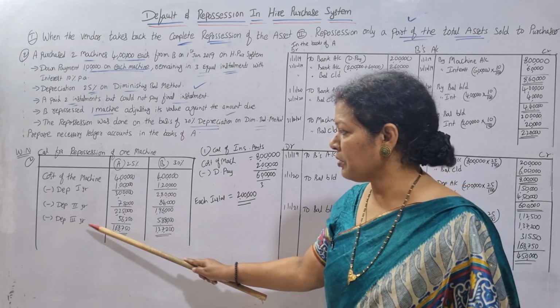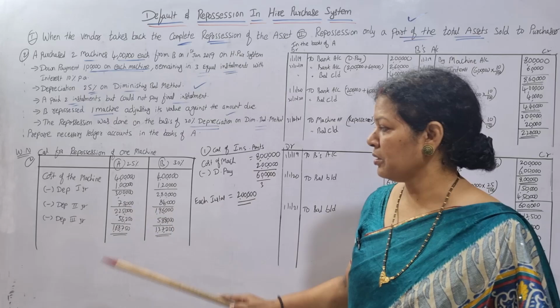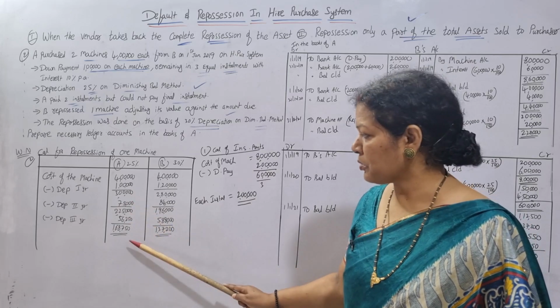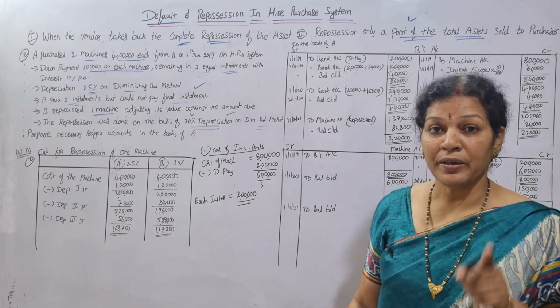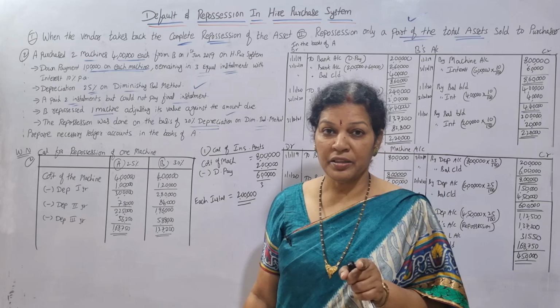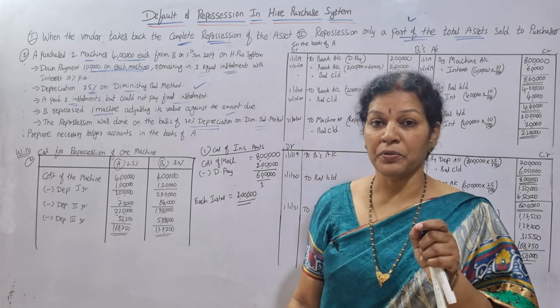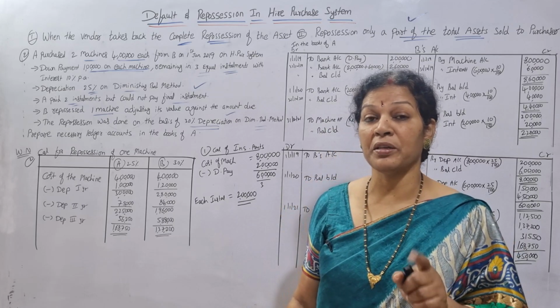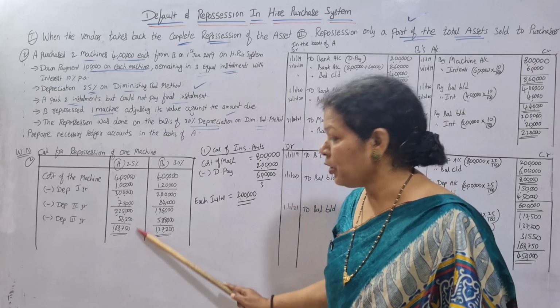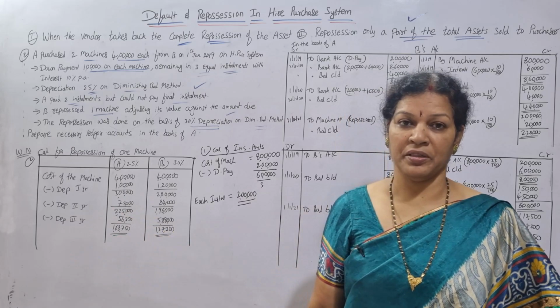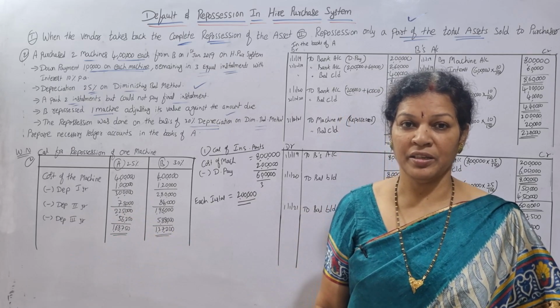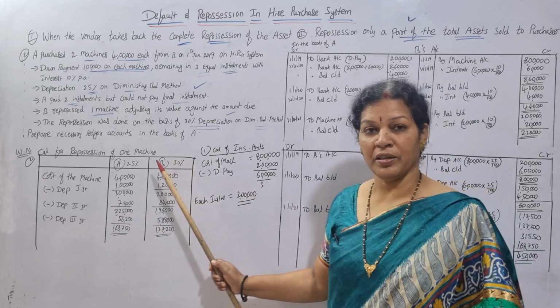Third year depreciation 56,250. So it comes to 1,68,750 as per A. If we calculate the depreciation of 25% on diminishing balance method on one machine, the value at the end of the third year will be 1,68,750. Would you agree? Now let's focus on B.